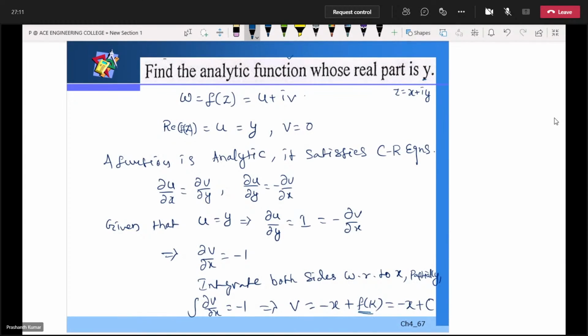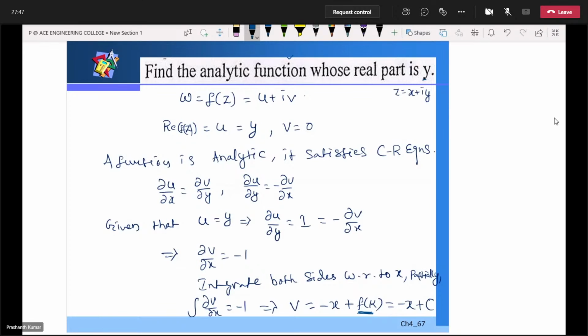So f of y is a partial function. It is not an arbitrary constant, it is an arbitrary function. When you take the arbitrary constant, it is the answer. Whereas arbitrary function means you have to evaluate this arbitrary function. But here directly, if you consider the arbitrary function as an arbitrary constant, therefore minus x plus c, I am directly writing. This is one of the methods only.